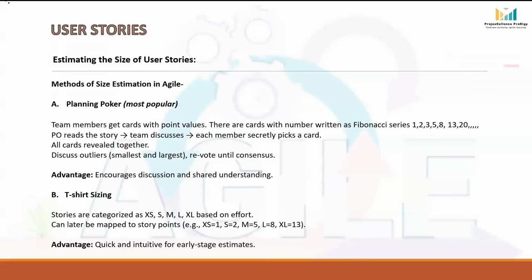For example, XS can be given 1 point, S can be given 2 points, and M can be given 5 points. L can be given 8 points, and XL can be given 13 points. This technique is especially useful in the early stages because it is quick, easy to grasp, and doesn't require too much detailed analysis upfront.